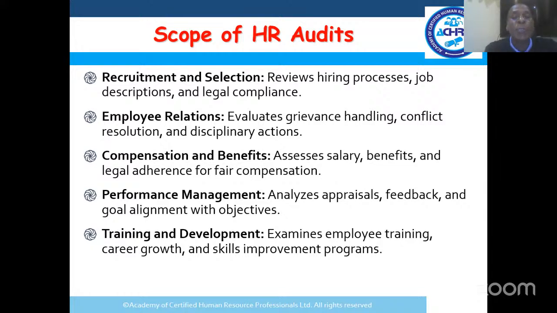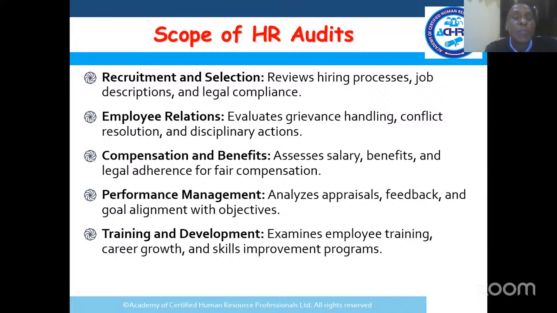Let us start with recruitment and selection. What should be evaluated or audited here is the hiring process. The other one is job descriptions, and another is legal compliance. So in terms of the architecture, we are looking at: 1, is there a policy on recruitment and selection? Secondly, is there compliance with this policy and the legal compliance? Does the policy comply with the labor law, particularly the Employment Act?